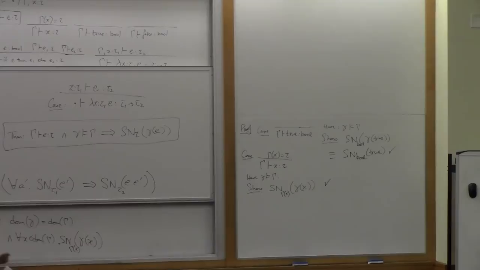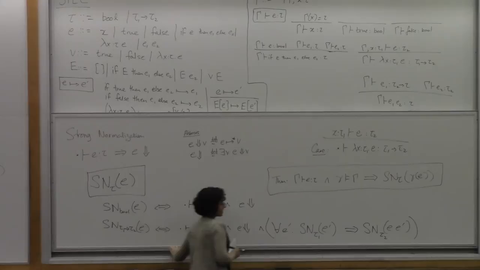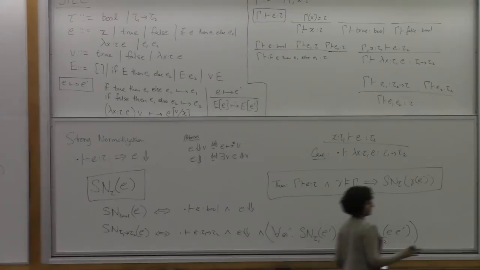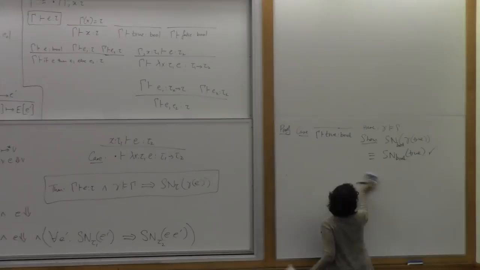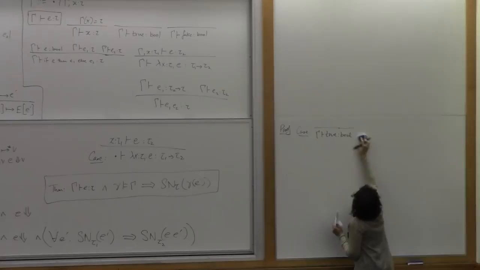Okay, now, we've done two easy cases. Let's try and do application next, all right? I'll leave if then else to you as an exercise. And you'll be able to do it after you've seen application. Okay. Now, some of you may be wondering why I'm doing application first and not lambda first.